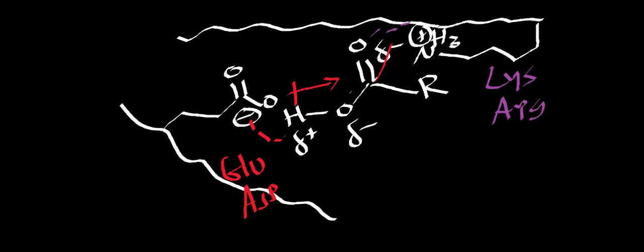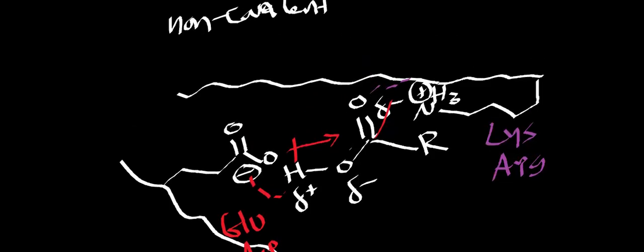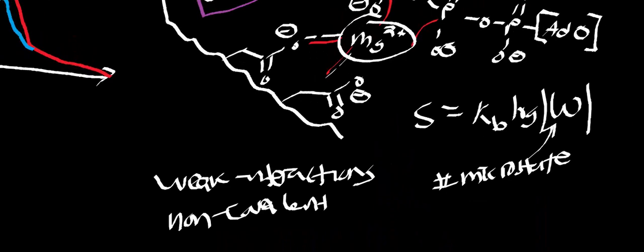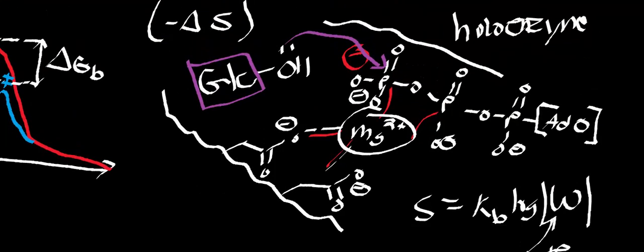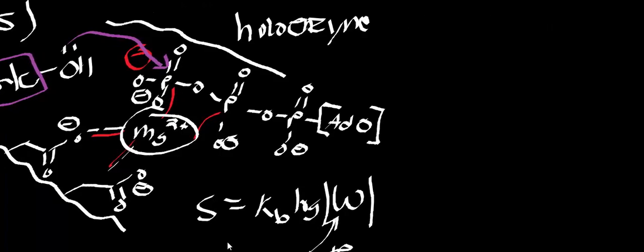So if you stabilize this carboxylic acid in the active site, you're decreasing the number of microstates and therefore decreasing the entropy. So it's an overall decrease in entropy. Now, that may seem like an overall unfavorable thing, but it turns out there's something to compensate for that, and that's called desolvation. Let's go over here to talk about desolvation.